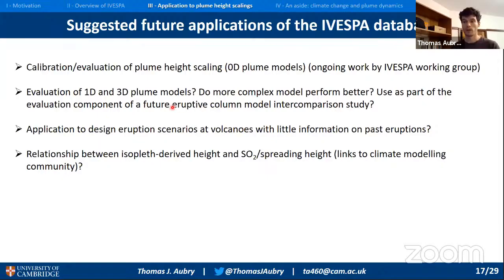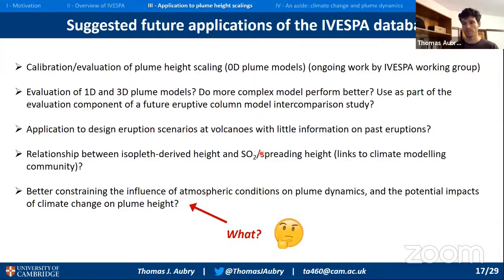And then we also hope there's a range of other applications possible. For example, you could use it to design future eruption source scenarios at volcanoes where there isn't a lot of information. Also, an application I'm really interested in is to see how isopleth height relates to SO2 height, which we now have, and that could help better reconstruct the climatic effect of past eruptions, because isopleth heights are more representative of the maximum injection height. So you could use IVESPA to see how the two relate.